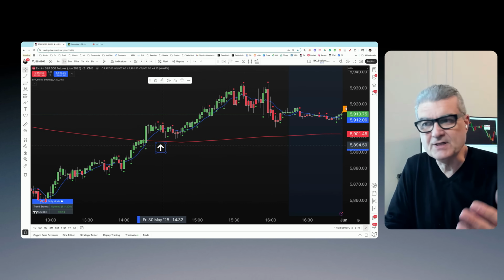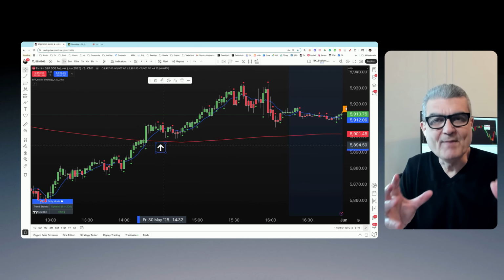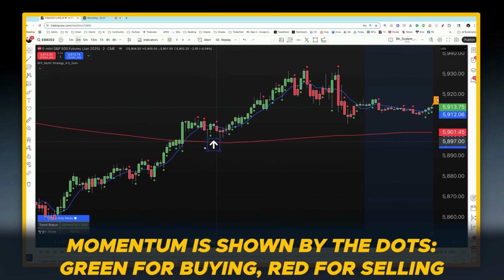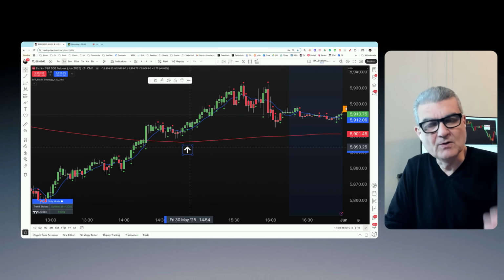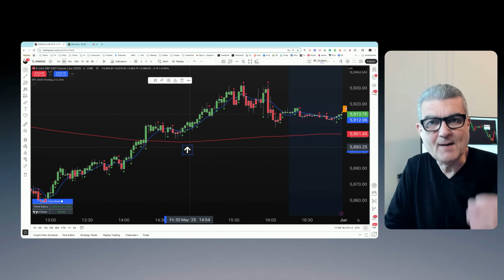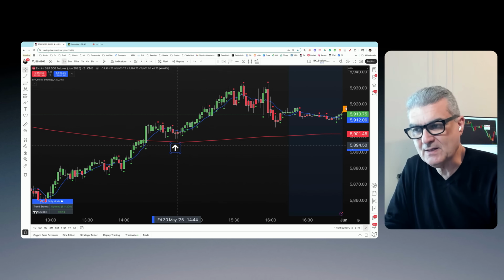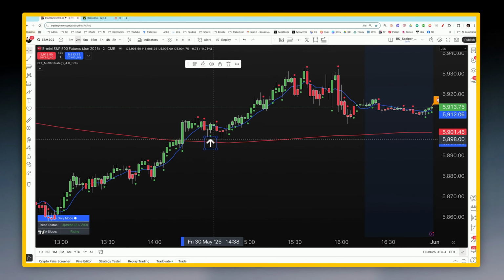Now, condition number 2 is momentum. And momentum is, in this case, shown by the dots. Red dots are selling momentum, and green dots are buying momentum. And clearly, in an uptrend, we're looking for green dots. We're looking for upside momentum. So do we have component number 2, momentum? Yes, we do. Here's a green dot, right? So we have trend, and then we have momentum.